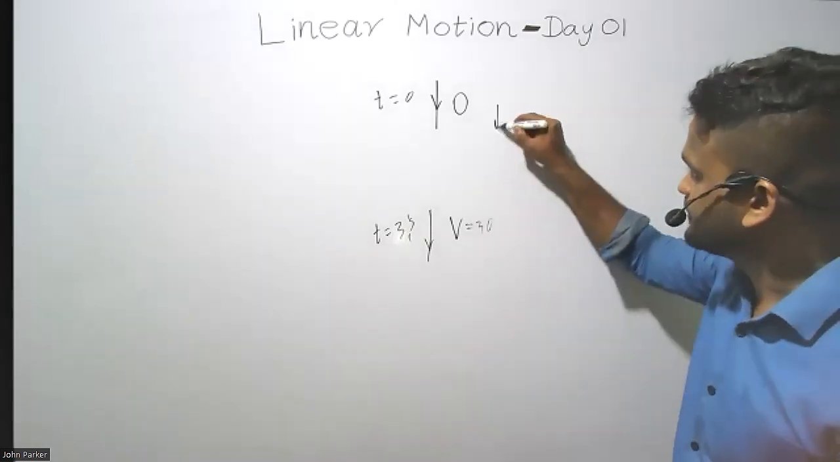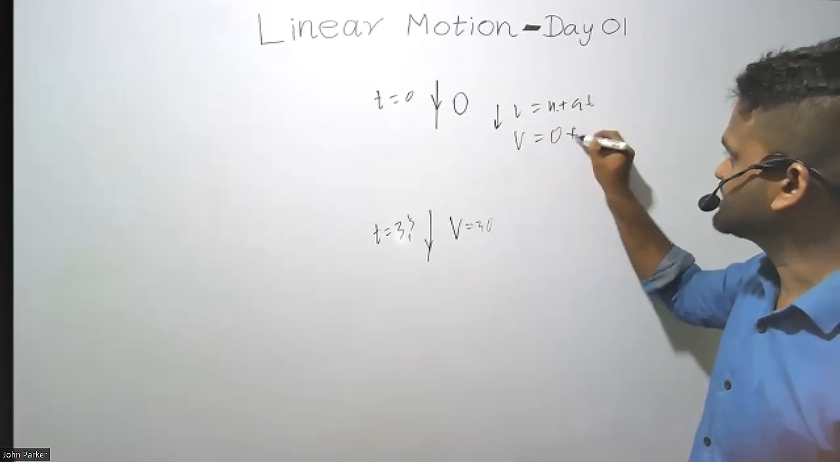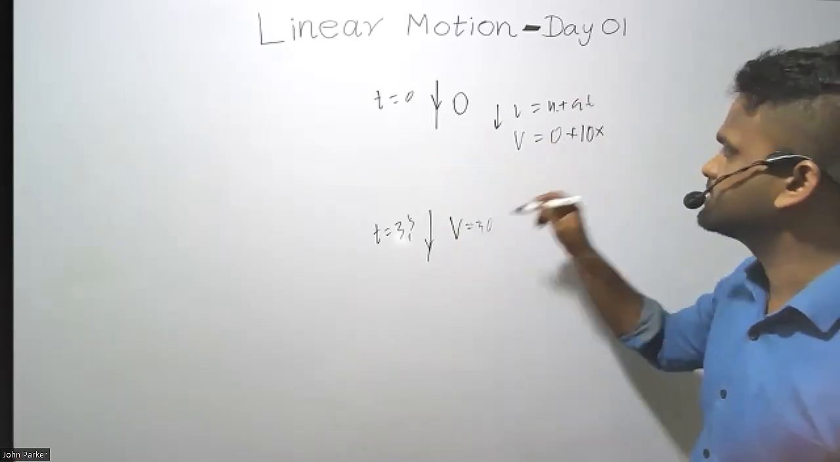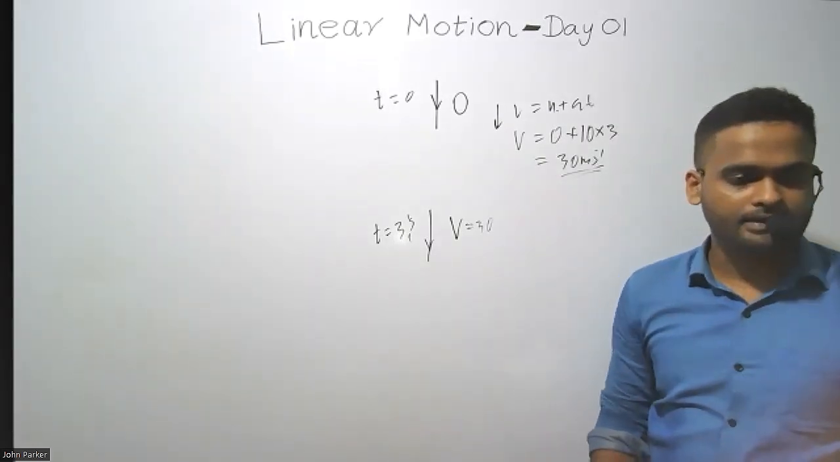I'll just apply the equation v equals u plus at. Initial velocity 0, acceleration downwards plus 10 times time, which is 3. So it is 30 meters per second. Downwards, 30 meters per second.